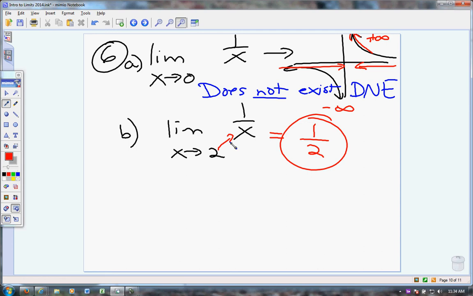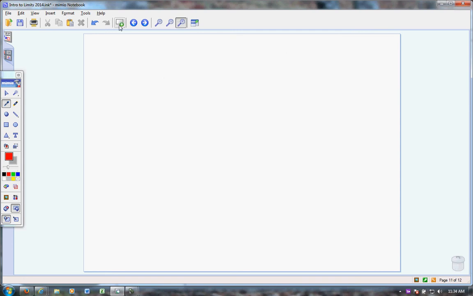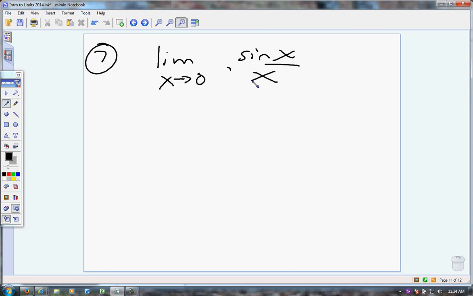Now, one last special function that shows up over and over again in AP Calculus: sin x over x. This one shows up in AP Calculus all the time. It shows up on the AP exam frequently. This is one that you have to know something about. I'm going to give you the answer ahead of time, and then we're going to look at why. This is 1.